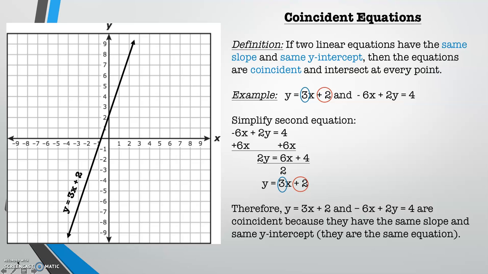When you graph the first equation, y equals 3x plus 2 is represented by the black line on the screen. Next, if you graph the second equation, which I will represent using a blue line, you can see that they overlap, which means they will intersect at every single point.